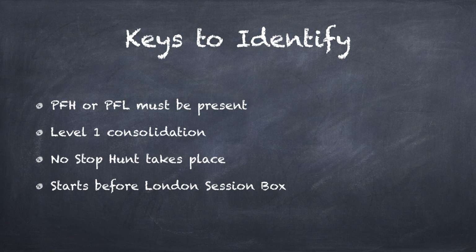Second, you must have level 1 consolidation. Level 1 consolidation, guys, has to be there. If you don't have peak formation high or low, or level 1 consolidation or accumulation, there is no straightaway trade. So you must have peak formation low or high, and then level 1.